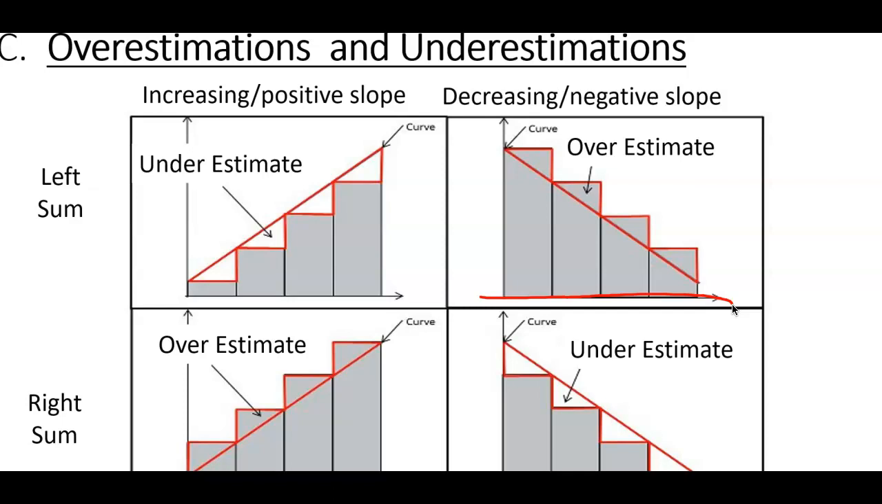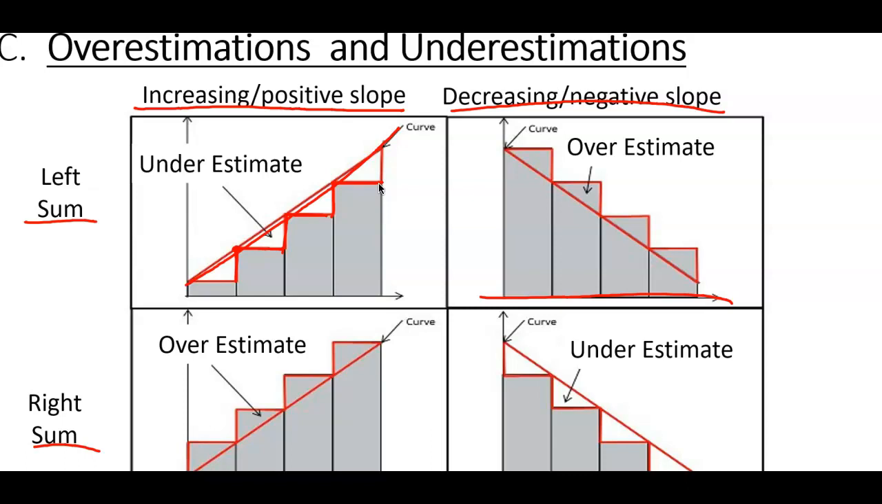And so it depends on 2 things. It depends on whether your curve is increasing or decreasing on that interval. And it also depends on whether you're doing a left-handed sum or a right-handed sum. So if you have a curve that's increasing and you're doing a left-handed sum where the corners of your rectangles on the left side are touching the curve, it will be a lower estimate.